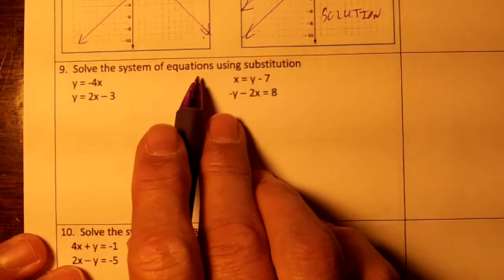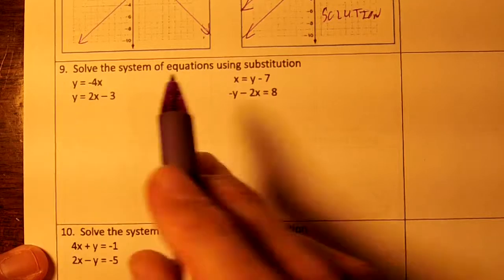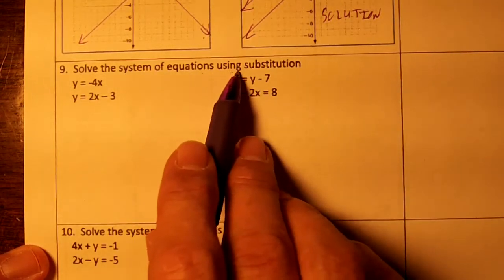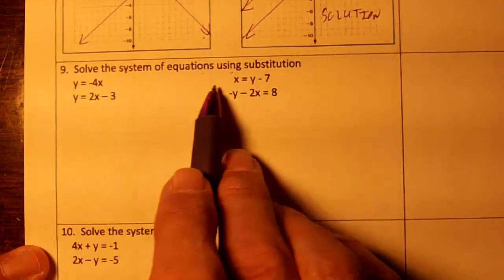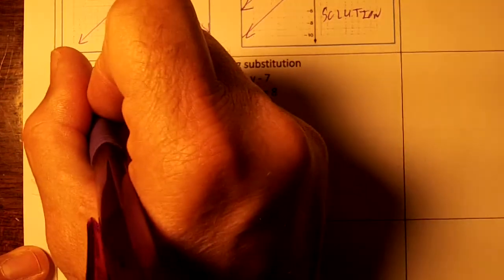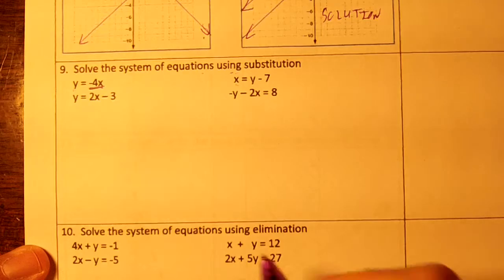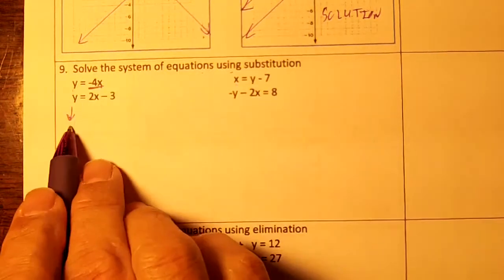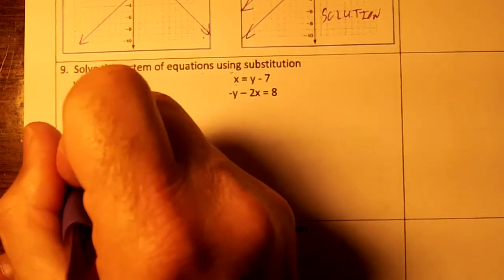Solve the system of equations using substitution. This is problem number 9. Remember, when we substitute, one of the equations is going to be solved for a variable. Okay, in this problem here, we know that y equals negative 4x. That means we could replace this y with negative 4x.